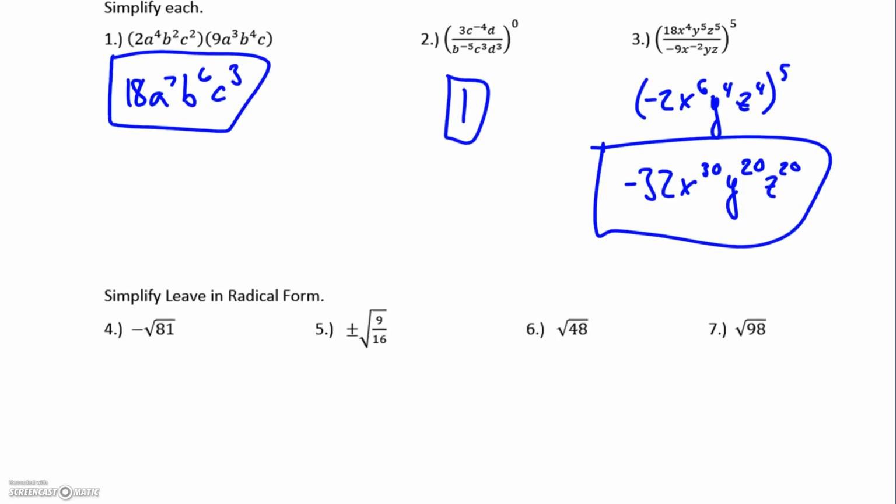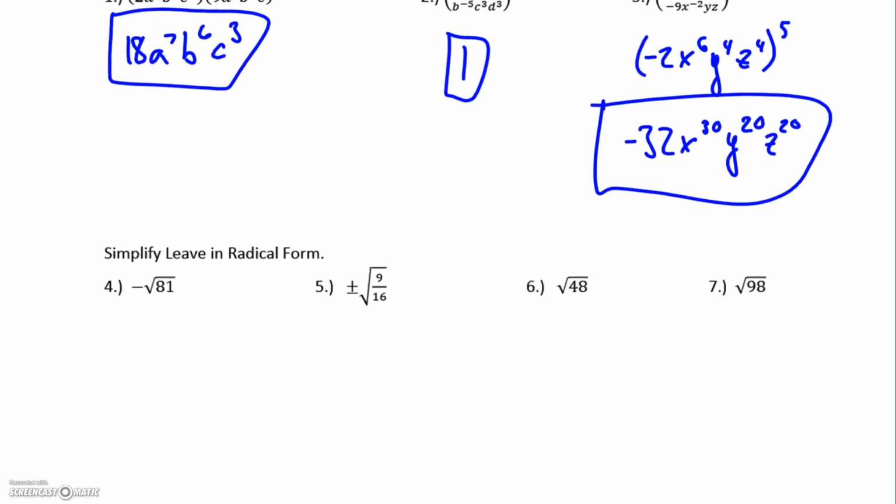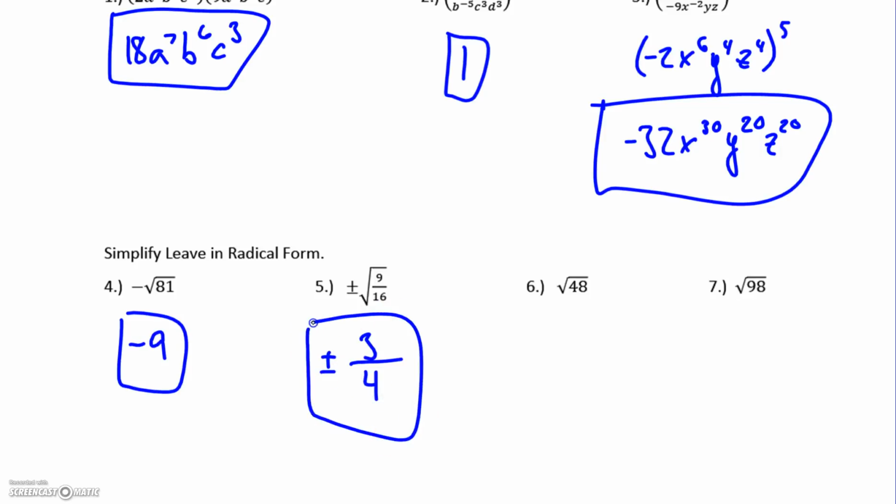All right. In this next one, I'm going to be simplifying the radicals, and I want to leave them in radical form when necessary. When I look at something like this, I've got a negative on the outside, and then I have the square root of 81. The square root of 81 is 9, and then I just tack on that negative sign that was out front, and that's it. Number 5, I kind of do the same thing. I take the square root of each of these separately, so the square root of 9 gives me a 3, and the square root of 16 gives me a 4. Then I just slap that plus or minus sign back onto this, and that's it.